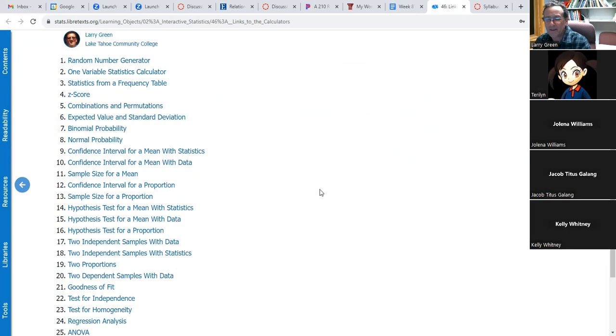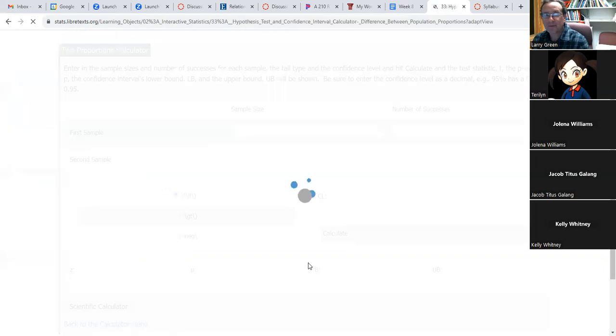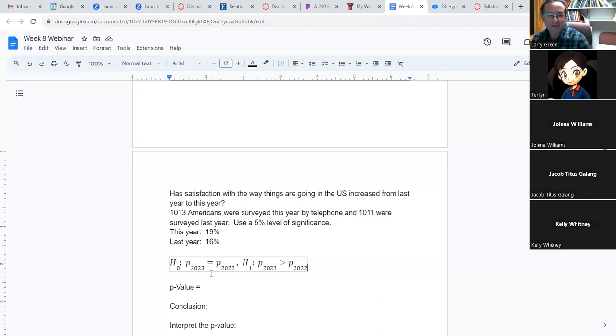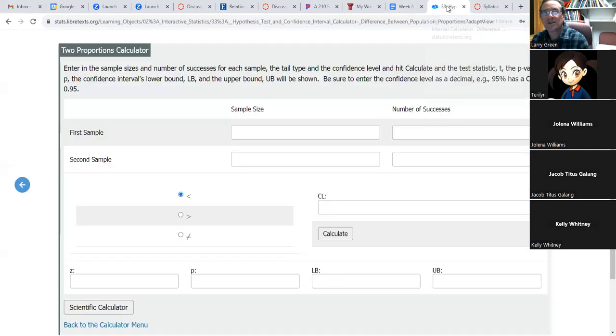Which calculator do we want to use on this one? This is 19. We're now in two proportions because we have the proportion for 2022 and the proportion for 2023. Any questions on that? So this is going to be a two proportion calculator. Now we have a first and second sample. The first sample, by the way, was the 2023, that's this year. That's 1013 for the sample size. The second sample size was 1,011.